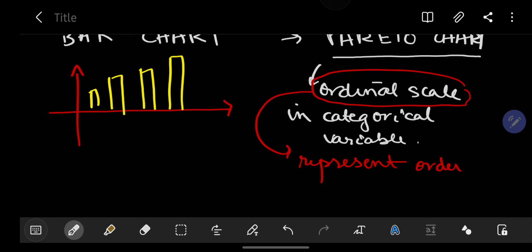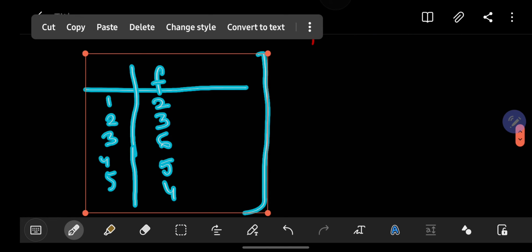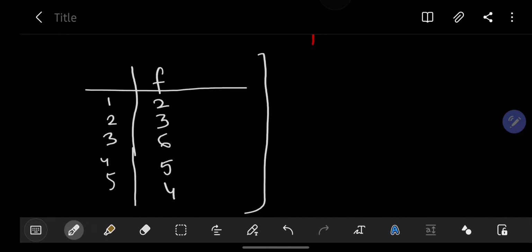So, the answer is this statement is incorrect. The thing is, ordinal scale doesn't mean that the frequency of the value of the category is actually higher. It can be lower, or it can be fluctuating. So let us take an old example of ours. Let me just paste it here. So yeah, we had this example.